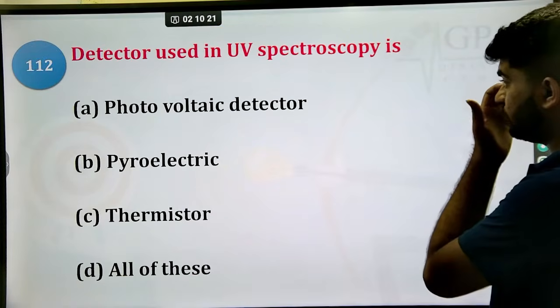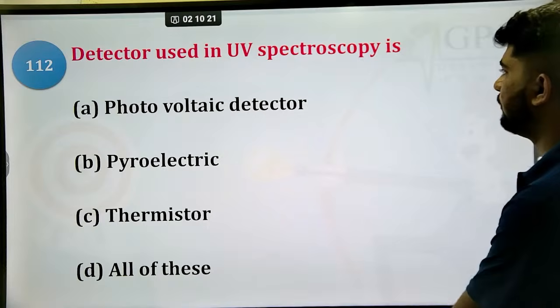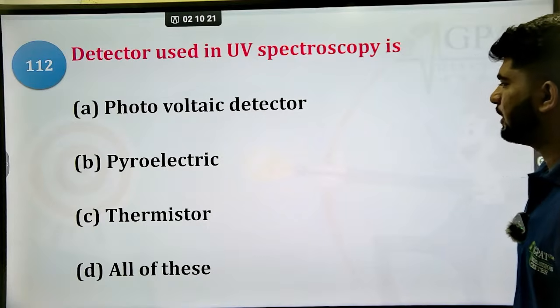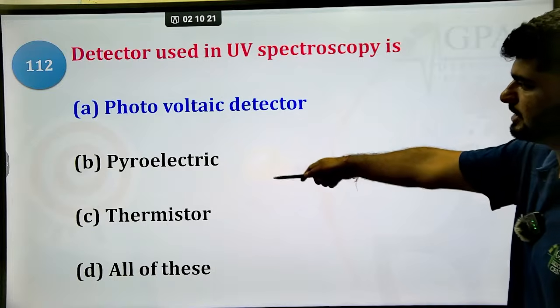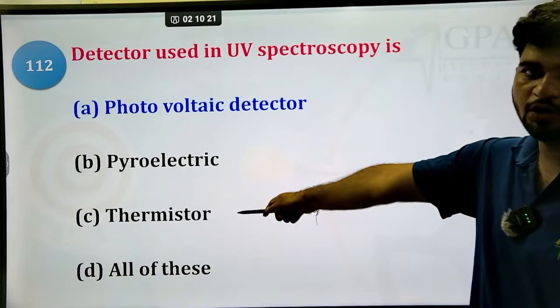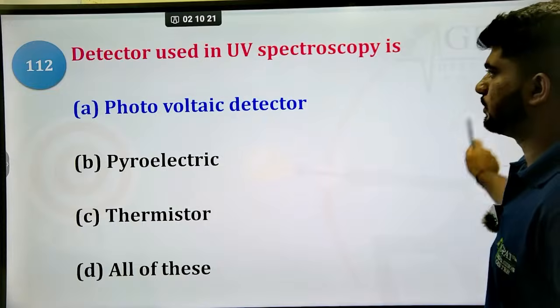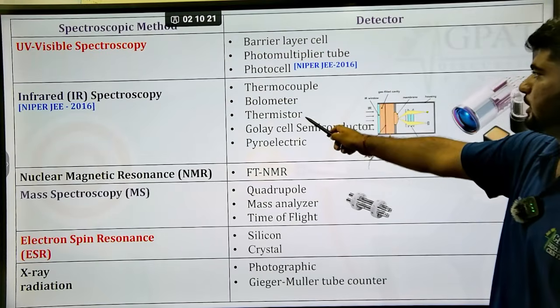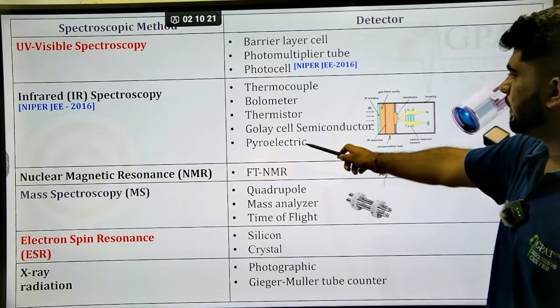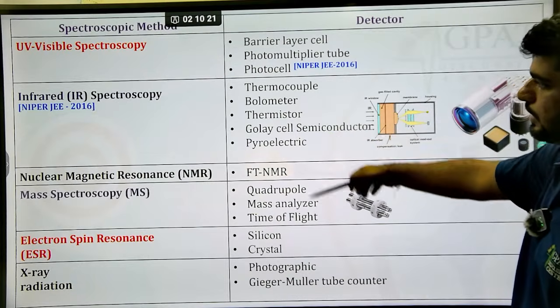Detector used in UV spectroscopy: photovoltaic detector, pyroelectric, thermistor, or all of these. That is your photovoltaic detector. These pyroelectric and thermistor are useful in your IR spectroscopy. So here you can see thermistor and pyroelectric. This is in your IR.